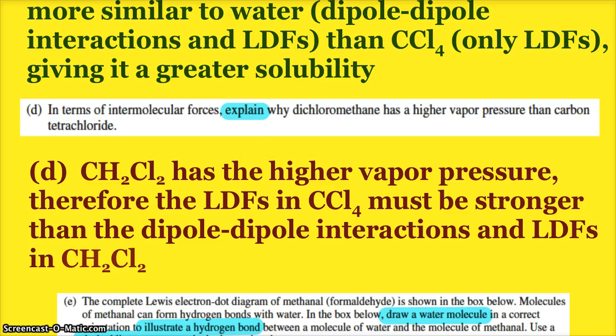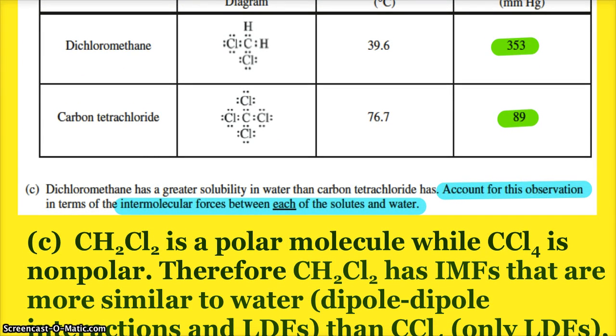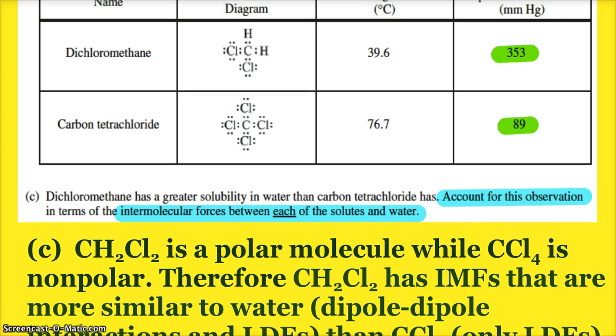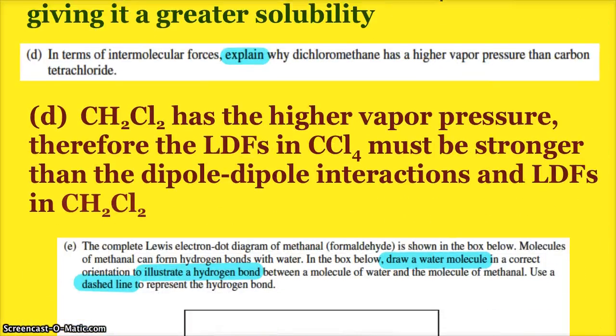So the dichloromethane has the higher vapor pressure, therefore the London dispersion forces in carbon tetrachloride must be stronger than the IMFs in dichloromethane. It's proven by the data. 89 versus 353, that's a big difference in vapor pressure. So the carbon tetrachloride LDFs must be stronger, holding them together in the liquid phase.